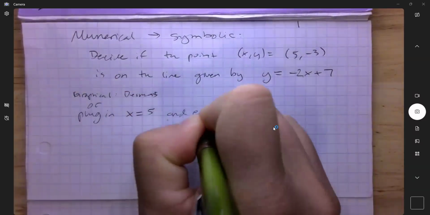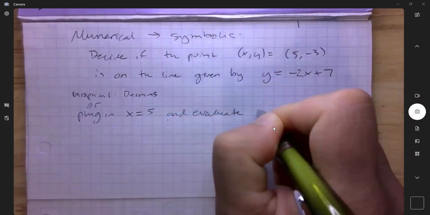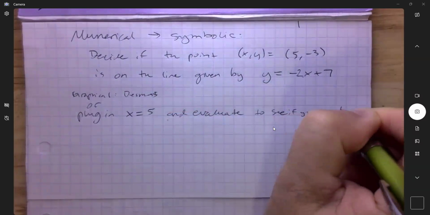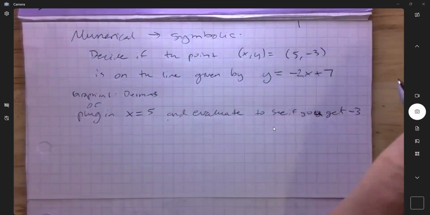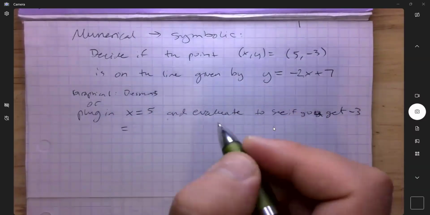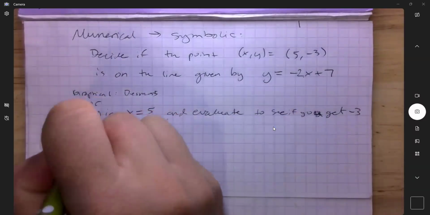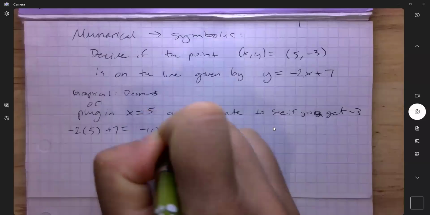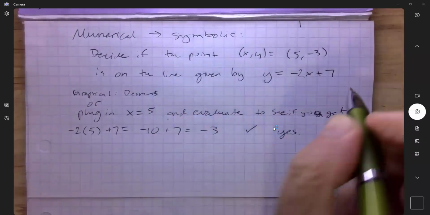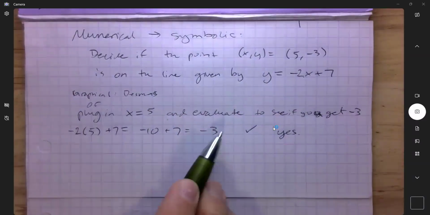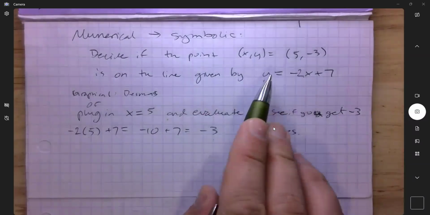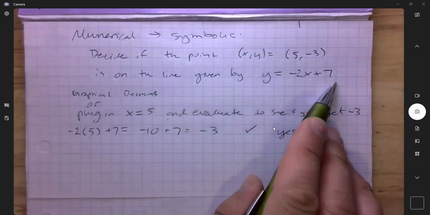and evaluate to see if you get -3. So we have -2 times 5 plus 7, which is -10 plus 7, which is -3. Yes, if we have x equals 5, we get y equals -3. So that point is on the line given by that equation.